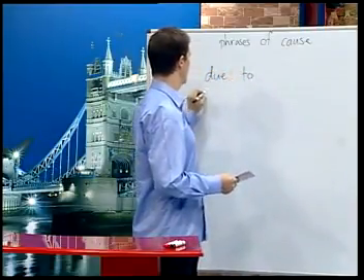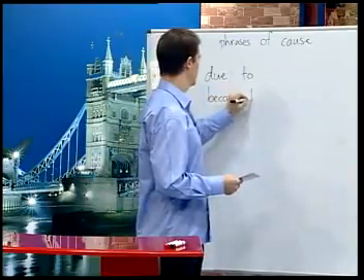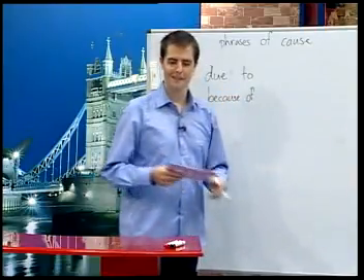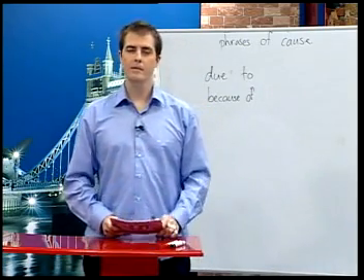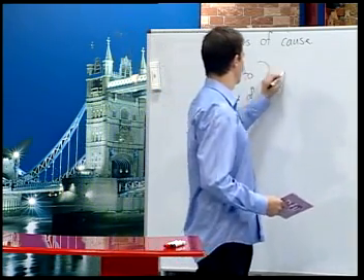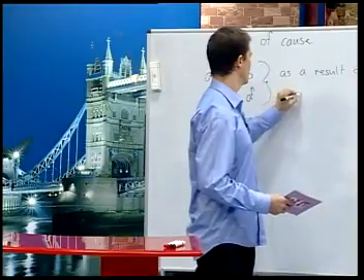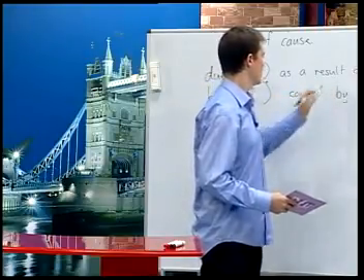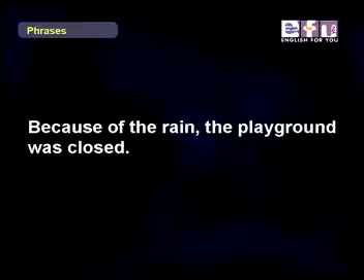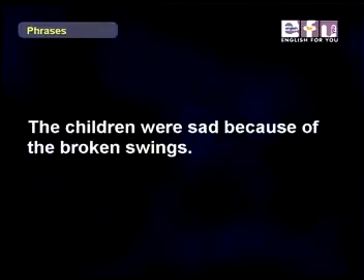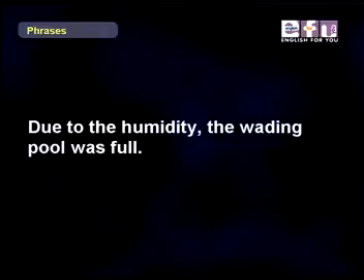Due to and because of. They mean as a result of or caused by. In the first sentence, the playground was closed as a result of rain. In the second sentence, the children were sad because the swings were broken. In the third sentence, the humidity caused the wading pool to be full.